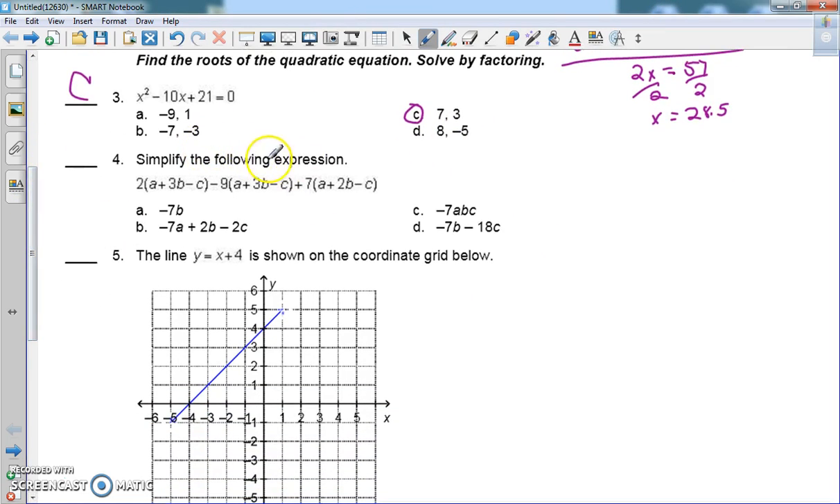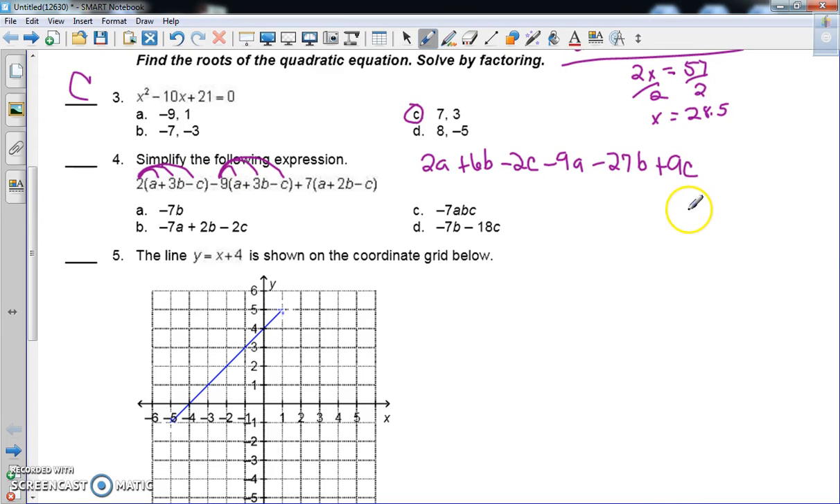Okay, simplifying the following expression, you have 3 different sets of distributive properties. So 2 times A is 2A, 2 times 3B is 6B, and 2 times a negative C is negative 2C. Then here you have a negative 9 times A, so negative 9A. Then you have a negative 9 times 3, that becomes a negative 27B. And negative 9 times negative C gives you a positive 9C. And then your last one, 7 times A, 7 times 2B, and then 7 times negative C.